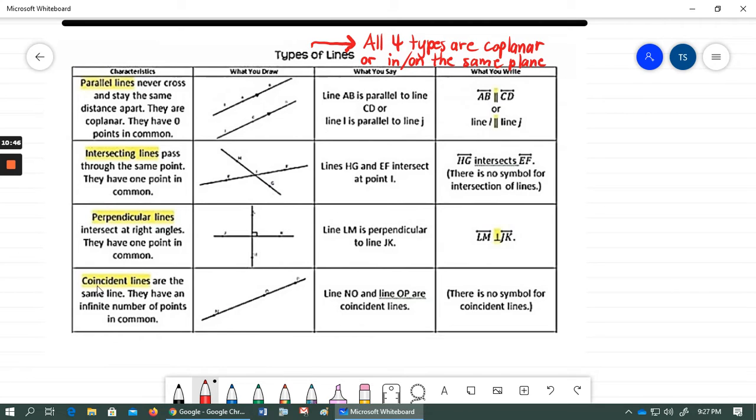When you're dealing with coincident lines, they will have an infinite number of points in common, right? Because we know that a line has an infinite amount of points. So if they're technically the same line, or at least if the graph of them is the same line, then they'll have an infinite number of points in common. All right, okay. So guys, most of us are familiar with what parallel lines are, with what they look like.